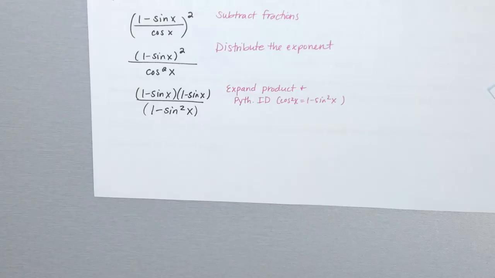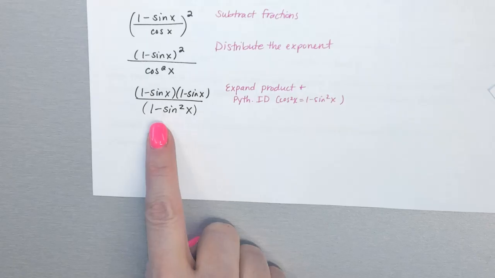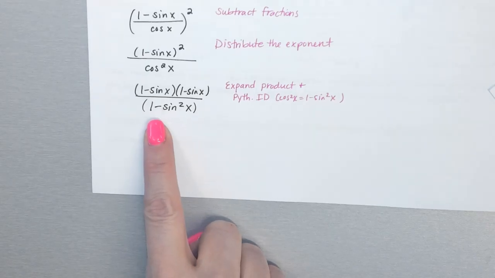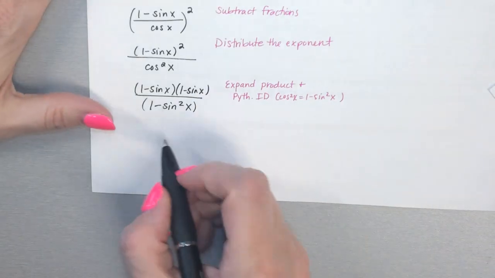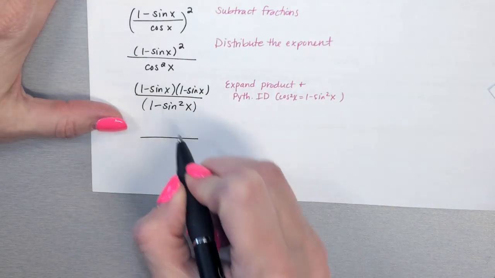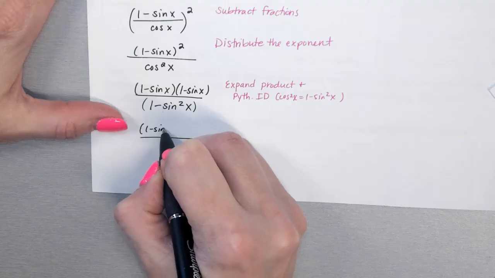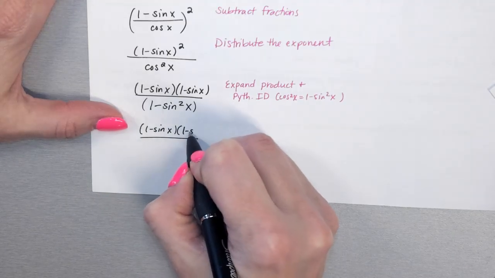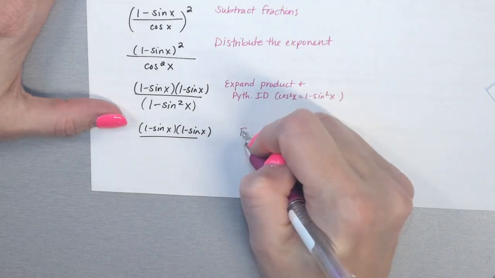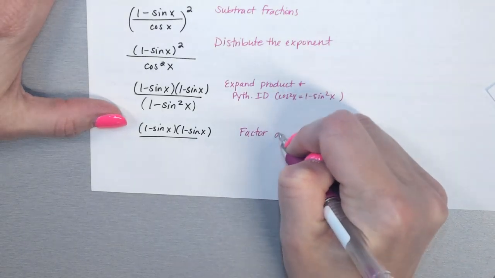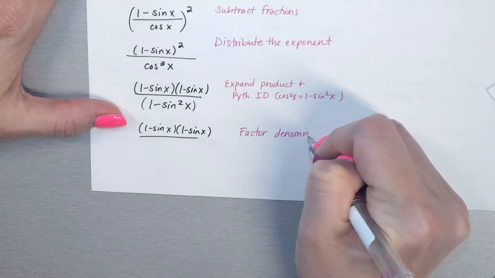So one thing that we did on that preview worksheet is we practiced doing factoring with this. So if you have 1 minus the sine squared, do you guys think that you could factor that? So the numerator is going to stay the same.